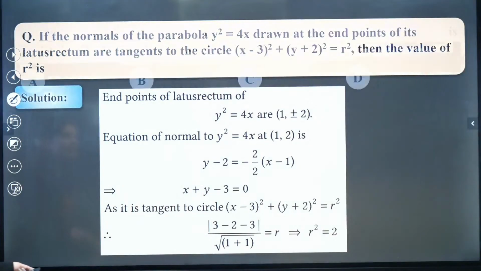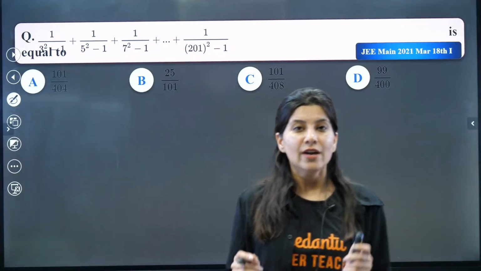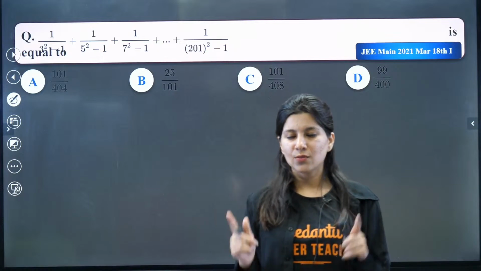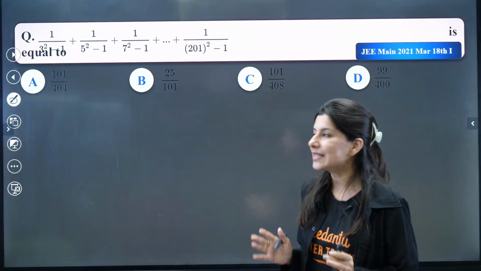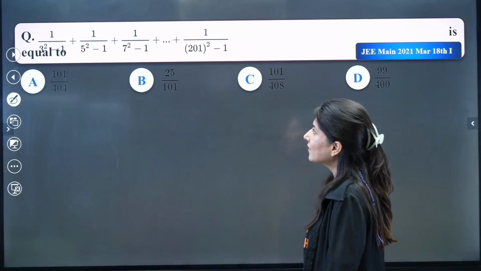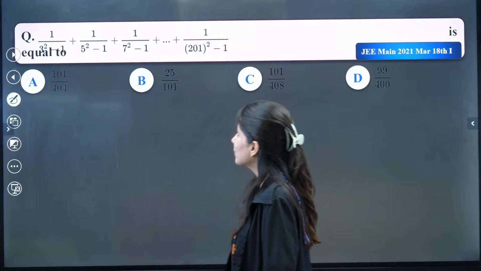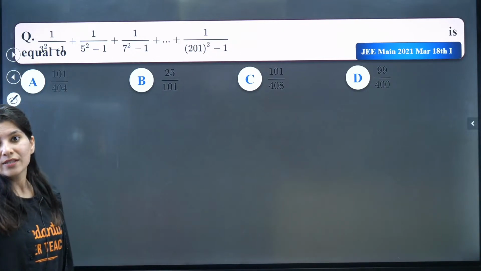All right, so this is done nicely. Now let us move on to another question, which is from sequence and series, which is, by the way, one of the high weighted chapters. Yes, sequence and series is one of the high weighted chapters. So this is what is given to us: 1 by (3 square minus 1) plus 1 by (5 square minus 1) plus 1 by (7 square minus 1) and all the way up to 1 by (201 square minus 1).